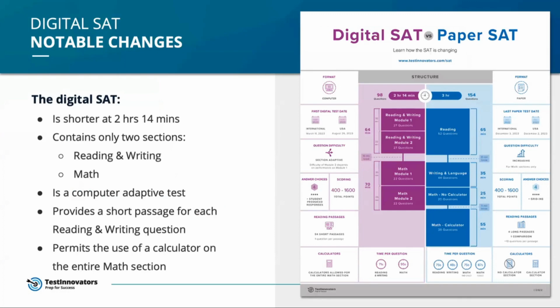I wanted to highlight a few notable changes for you. So the digital SAT is shorter than the paper SAT. So it's 2 hours and 14 minutes versus 3 hours. It contains only 2 sections, reading and writing and math. The paper SAT had a reading section and a separate writing and language section, a no calculator section for the math, and a calculator section for the math.